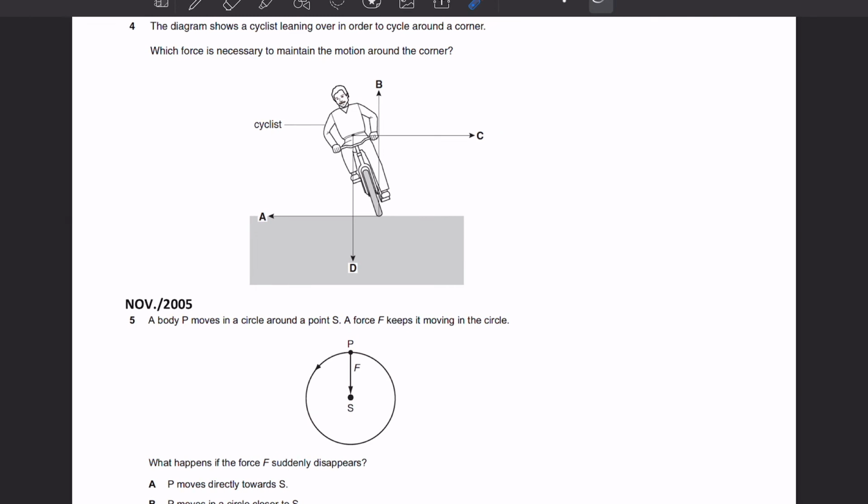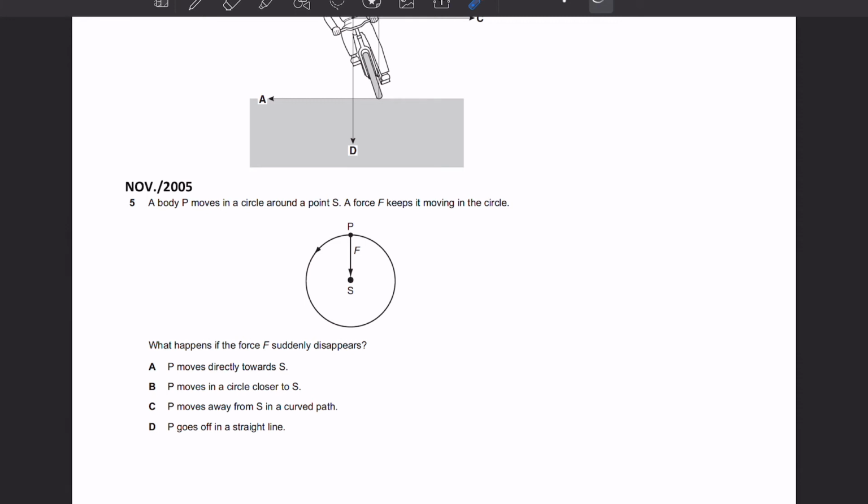In another question, it says a body P moves in a circle around a point S. A force F keeps it moving in a circle. What happens if the force suddenly disappears? So F is the centripetal force. If it disappears, it'll stop accelerating and it'll move out with constant velocity. So it will move out in a straight line. The answer in this case is going to be D.